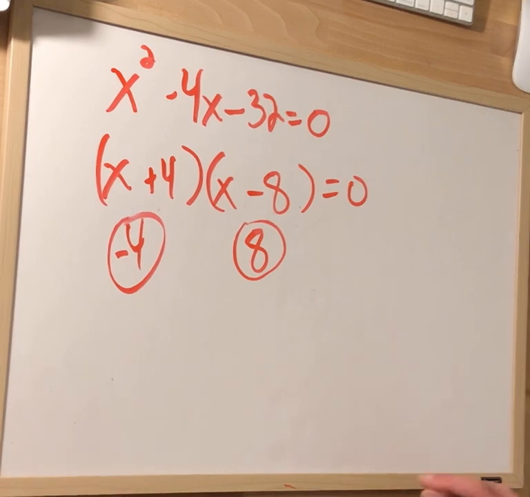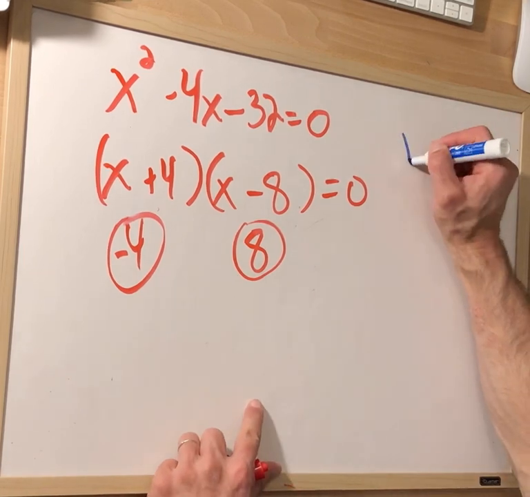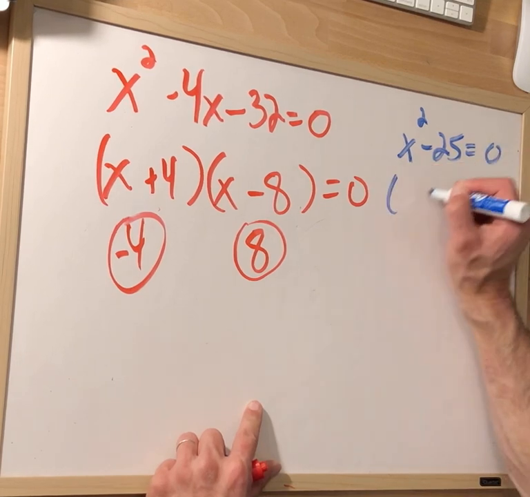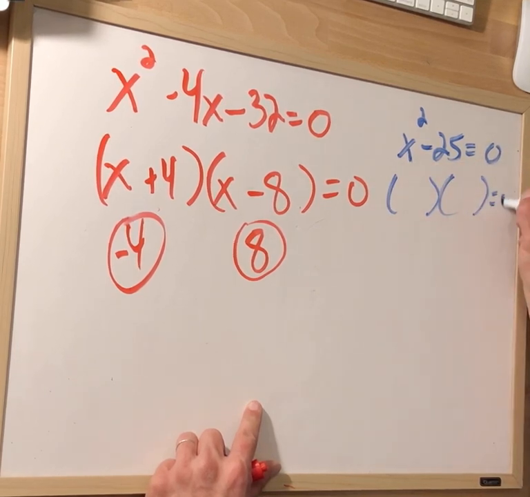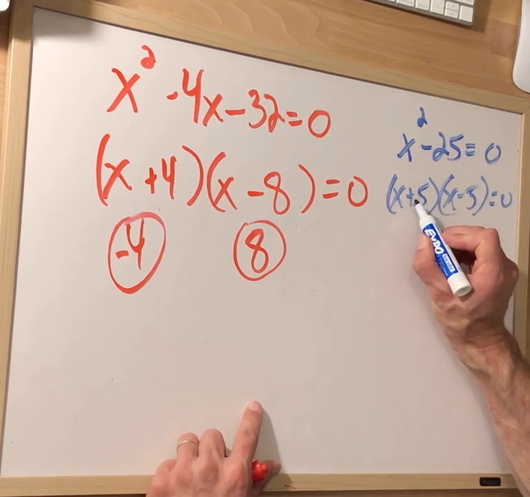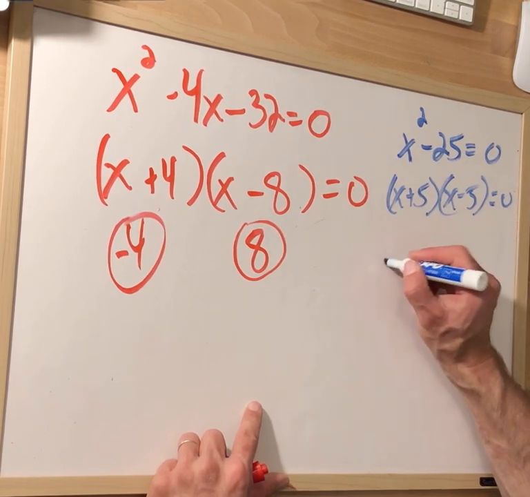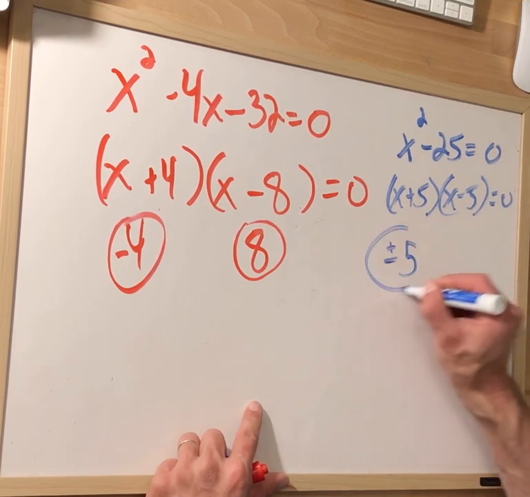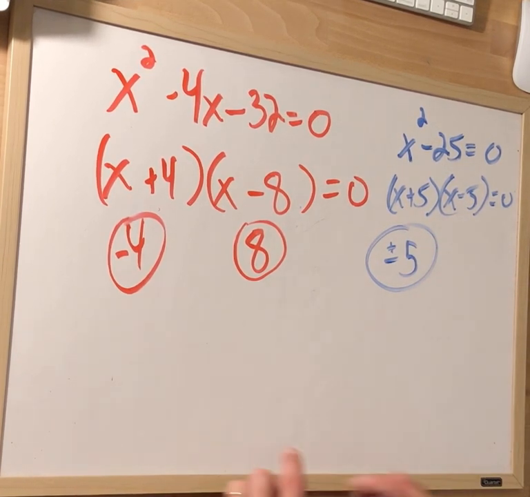The next example question I give you is the difference of squares. x squared minus 25. You factor this. This is x plus 5 and x minus 5. So if I set this equal to 0, I'm going to get a negative 5. If I set this equal to 0, I'm going to get a positive 5. So my answer is plus and minus 5. Look at the very last one.